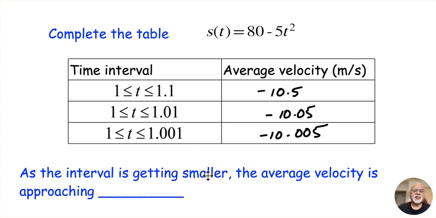Now, as the interval is getting smaller, as in, going down this column, the average velocity is starting to approach negative 10 meters per second. We call this the instantaneous velocity.